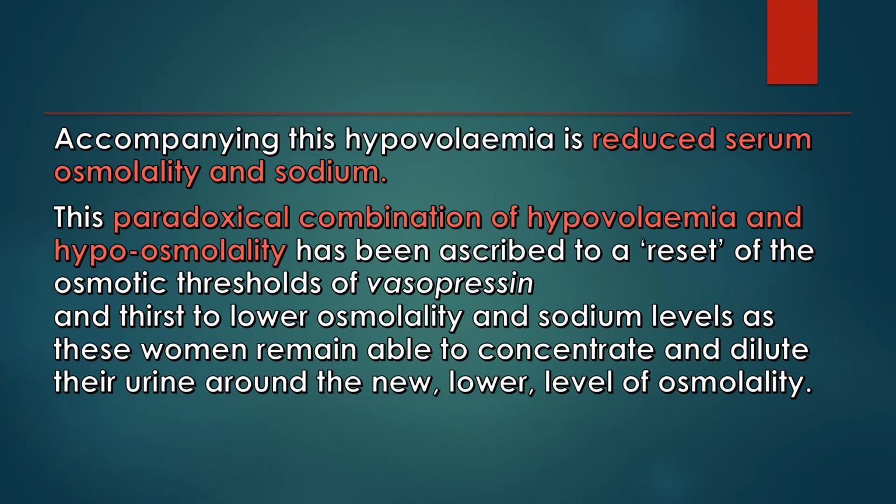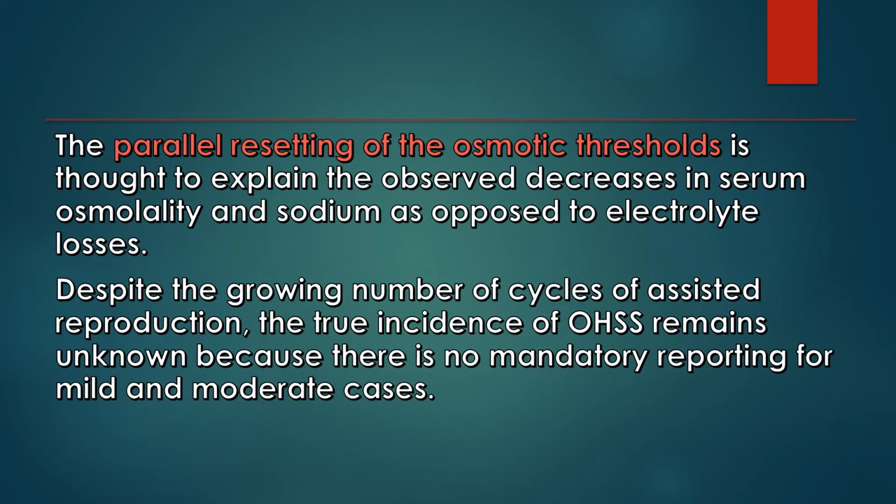Accompanying this hypovolemia is reduced serum osmolality and sodium. This paradoxical combination of hypovolemia and hypoosmolality has been ascribed to a reset of the osmotic thresholds of vasopressin and thus to lower osmolality and sodium levels, as these women remain able to concentrate and dilute their urine around the new lower level of osmolality. The parallel resetting of the osmotic thresholds is thought to explain the observed decreases in serum osmolality and sodium as opposed to electrolyte losses.